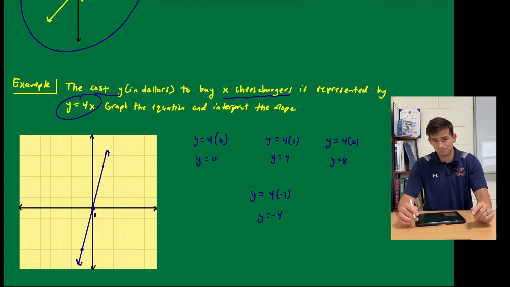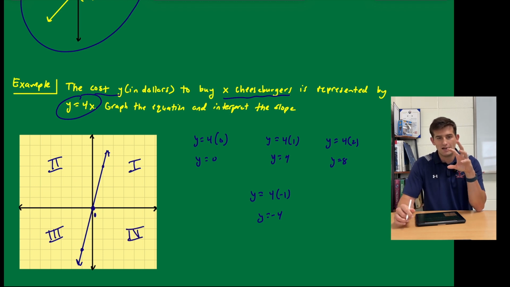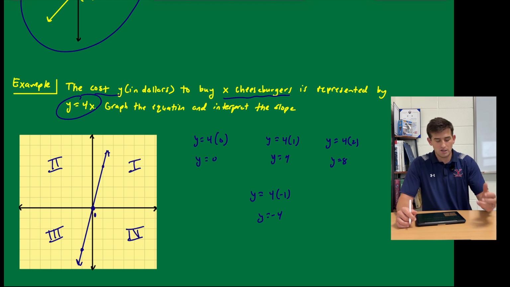But let me ask you this. Can I buy -1 cheeseburgers? No, right? It doesn't make sense. So a lot of times in these unit rate or these proportionality problems, you're only going to see the first quadrant, number 1, right? There's 2, there's 3, and there's 4. You're only going to see the first quadrant graphed because you're not going to have any negative x values, right? So if we don't have any negative x values, well, we're not going to have any negative y values either, right?